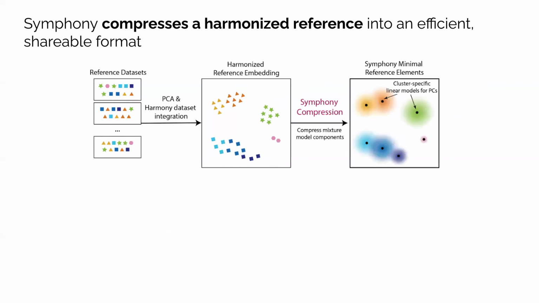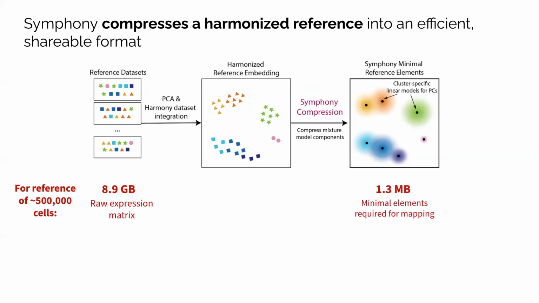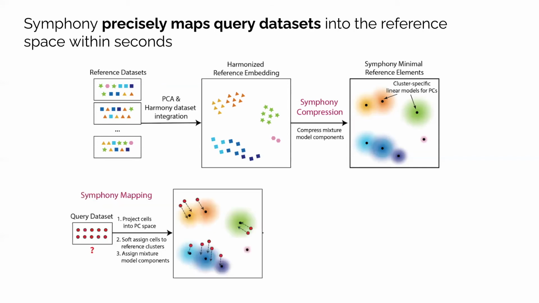Symphony compression takes in the harmonized reference cells and computes the minimum information needed to map new query cells. Harmony uses an underlying linear mixture model when representing biological cell states as soft clusters. At a high level, Symphony is capturing summary statistics for the final models, representing large reference atlases in a way that is much more compressed and easier to share. The next part of the figure shows how Symphony mapping works.